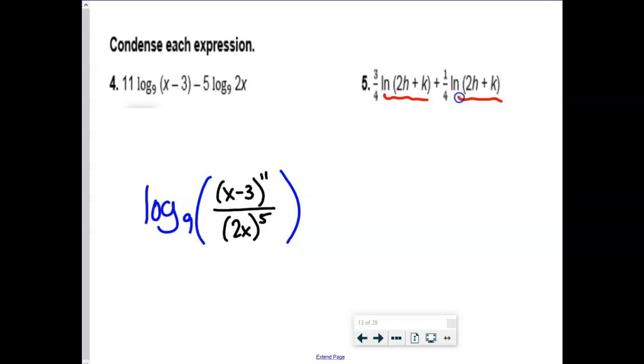So I don't think we need to do any work. It just comes down to 1 natural log of 2h plus k. And then you're thinking to yourself, it cannot be that easy. There must be some more work for me to do. So then kids try to get crazy.